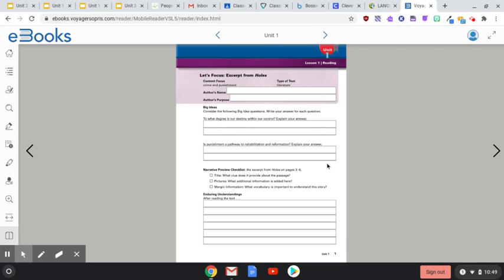And now our second one, is punishment a pathway to rehabilitation and reform? Explain your answer. So what do you think? So now I want you to go ahead and write in your answer. We'll come back to these questions after we finish reading Holes. You can add to your answers as you gain information and perspective.